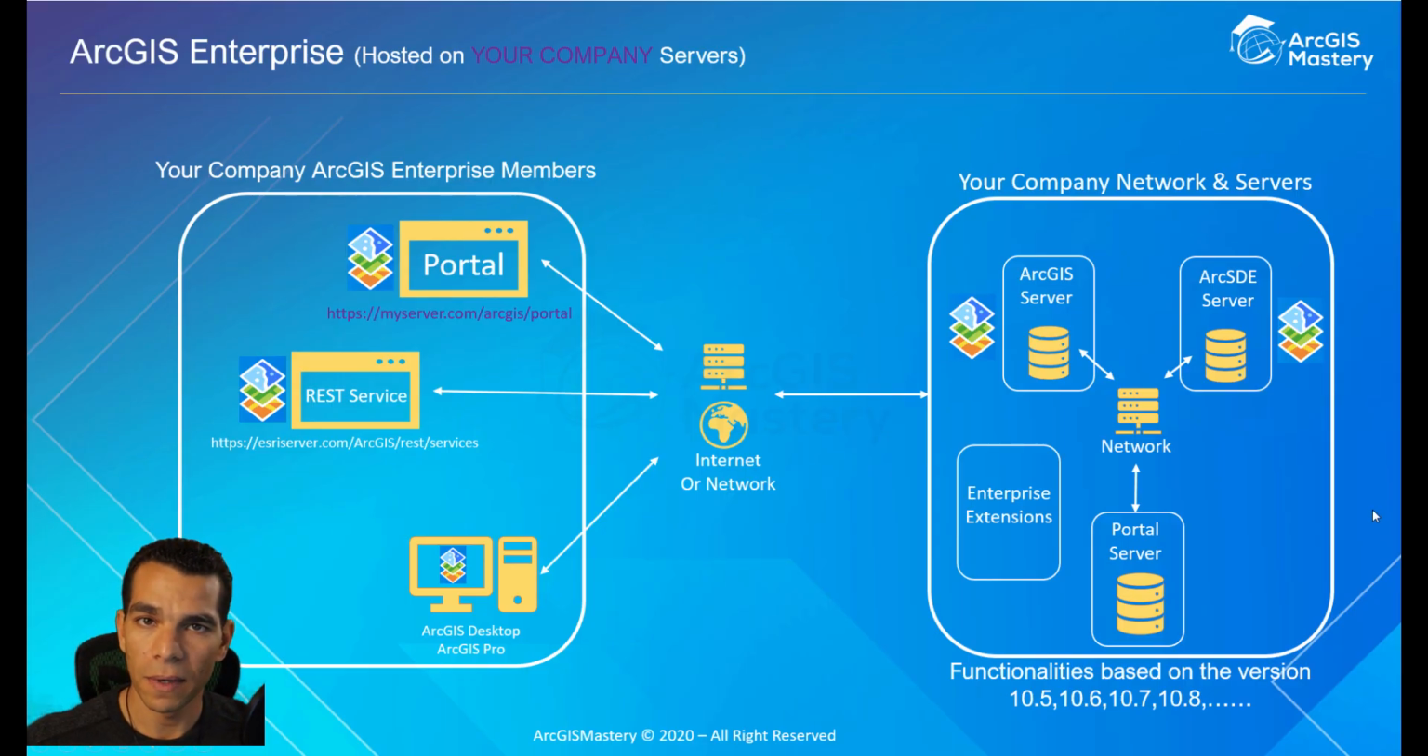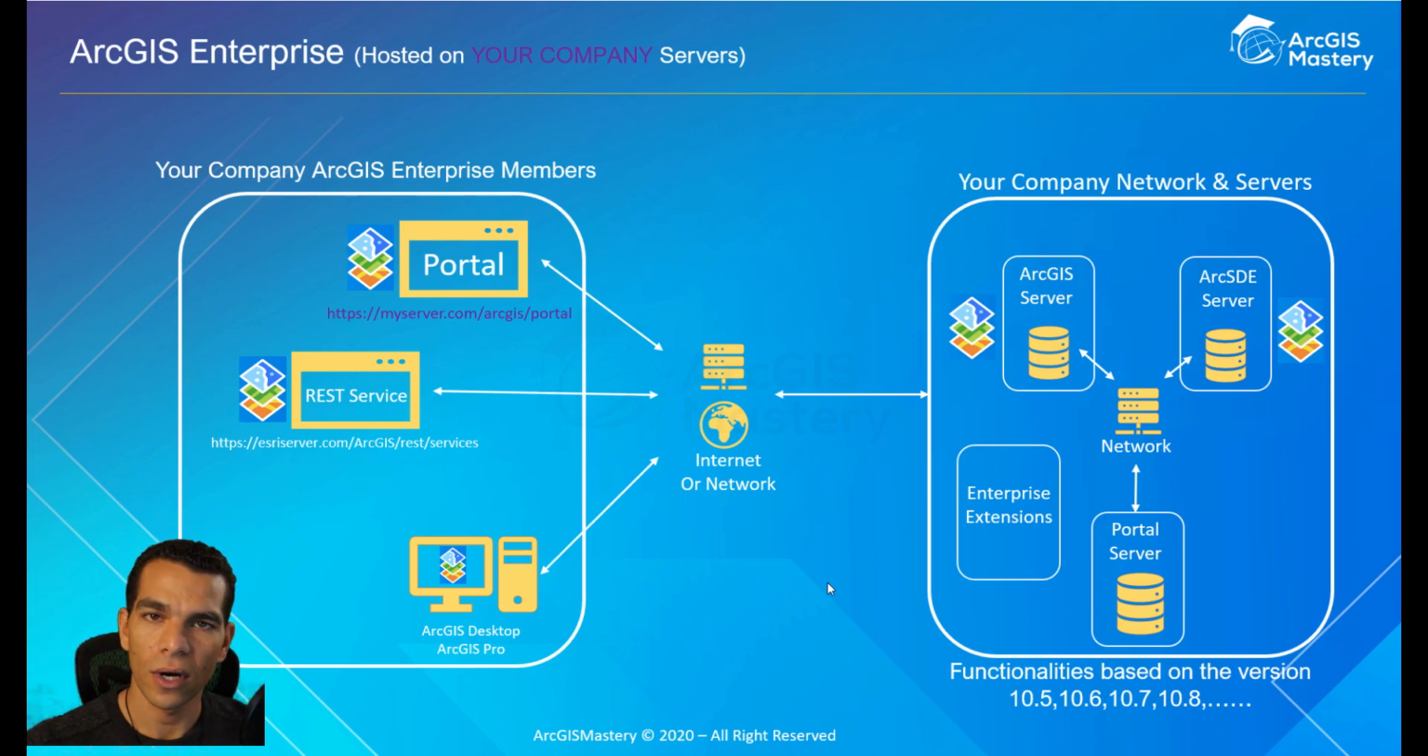Maybe they can give their members access through the internet, or maybe they need more security and they only give access through their own internal private network. And when you buy ArcGIS Enterprise, you have your own portal. And portal is the way to manage your maps and details, very similar to when you connect to arcgis.com, but here you have your own portal.